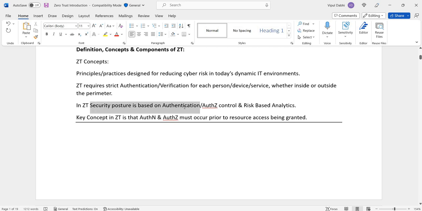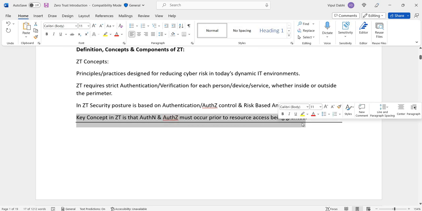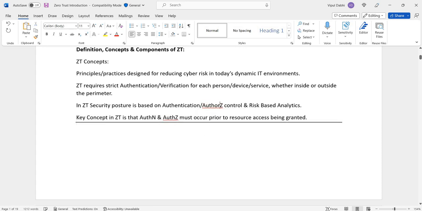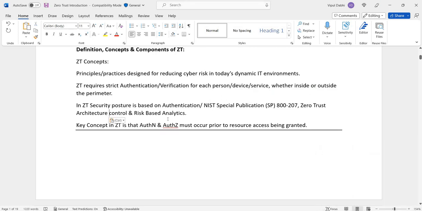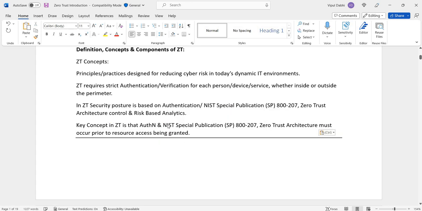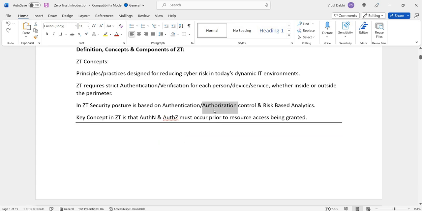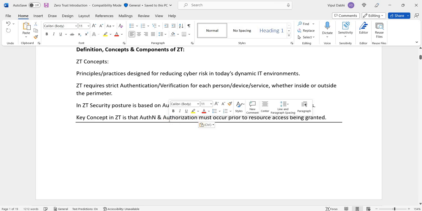And zero trust posture is based on authentication control and risk based analytics. A key concept in zero trust is that authentication and authorization must occur prior to a resource being granted. So we know there are two terms which are very prominently being shown here. One is authentication and another one is authorization. So we need to understand what they mean.